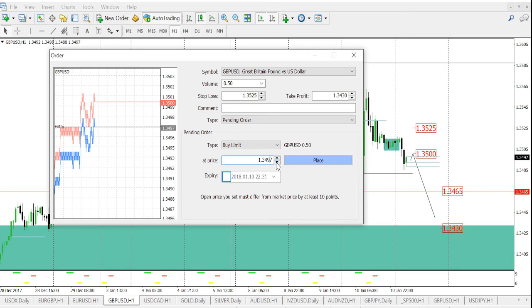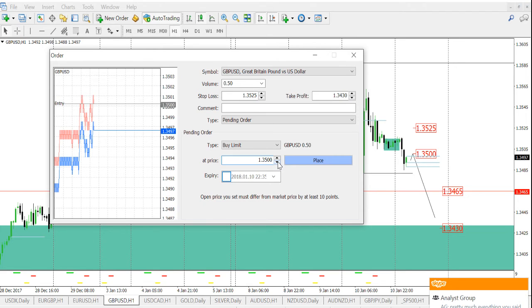So I'm going to put this order in here at 135. And I'm actually a little bit too close to the market right now, so I might have to do a market order.